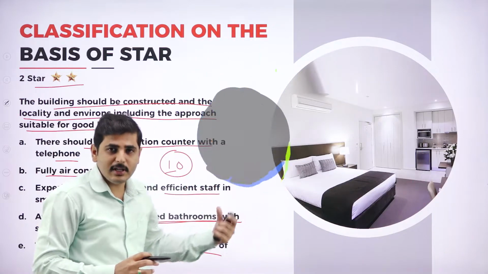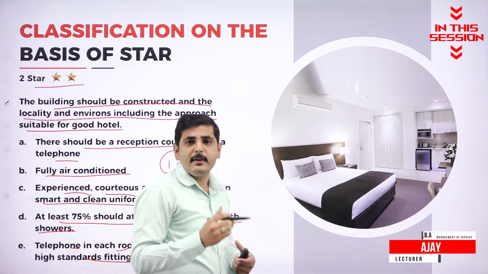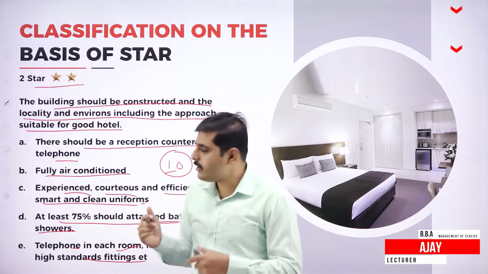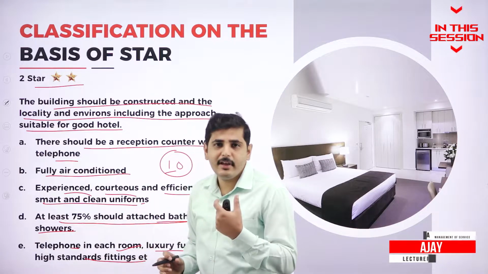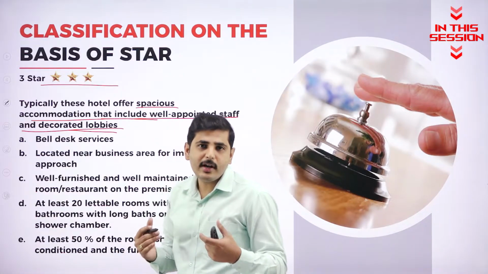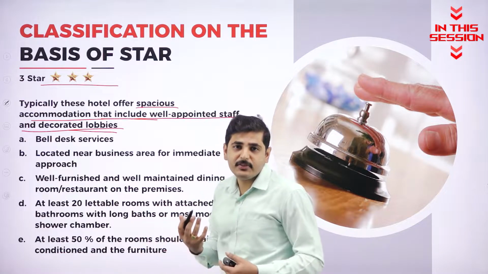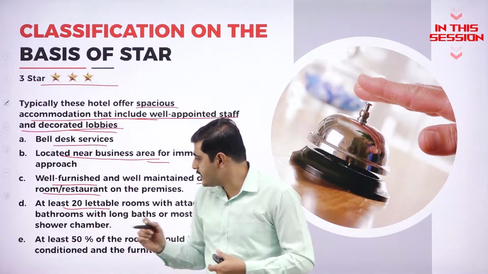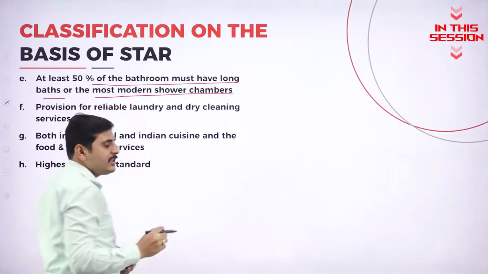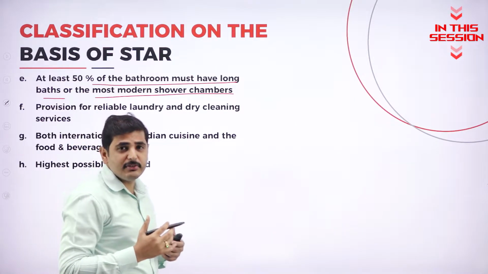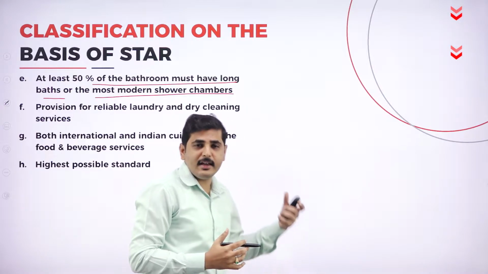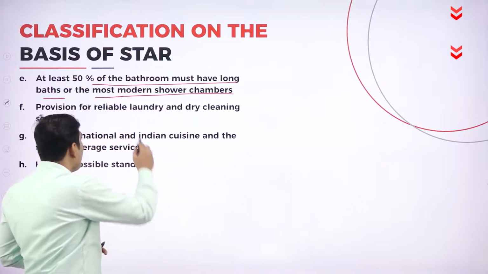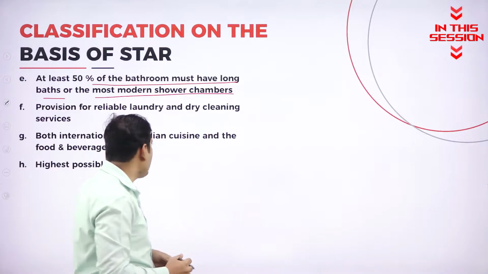So in the 2-star hotels, even if they have 10 rooms, 75% of the rooms should be air conditioned. The lobby will be decorated with the finest furniture. In this type of 3-star hotel, there will be at least 20 lettable rooms. In this type of hotel, at least 50% of the hotel rooms should have facilities like a most modern shower chamber.